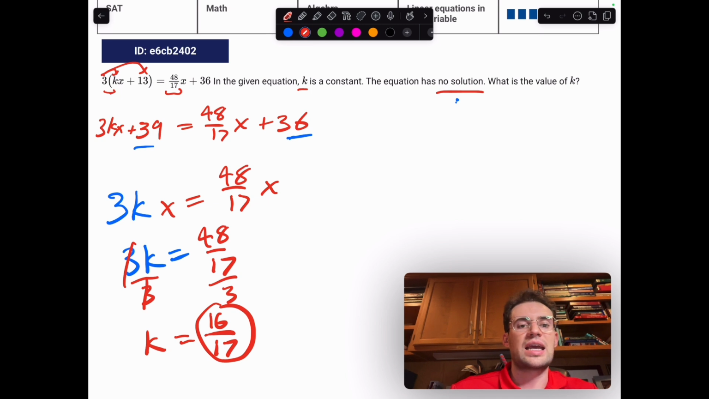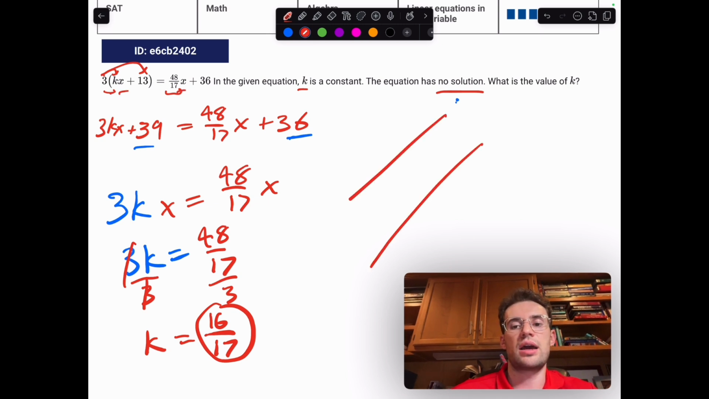So they'll have the same slope essentially. It's like if you graph them as two lines, that'd be two lines that have the same slope but different y-intercepts. One's at 36, one's at 39. They would never cross. If you want to think of it in terms of linear functions.